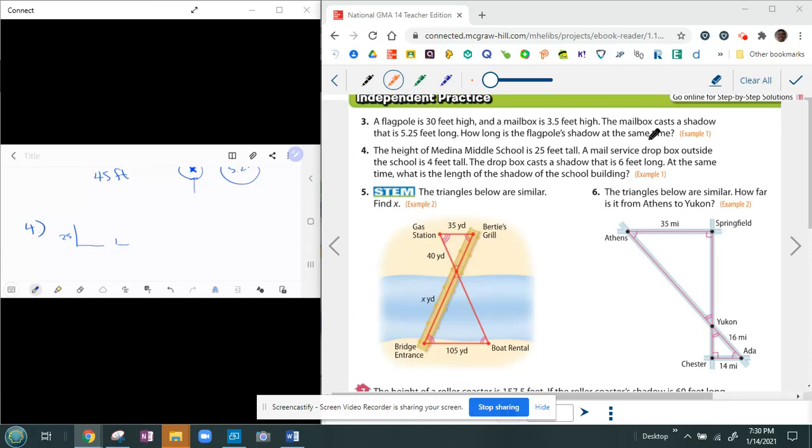You can get a measuring tool. Like, why are we using indirect measurement to do something that we can measure ourselves? It's just silly.